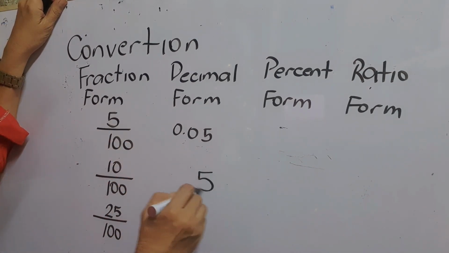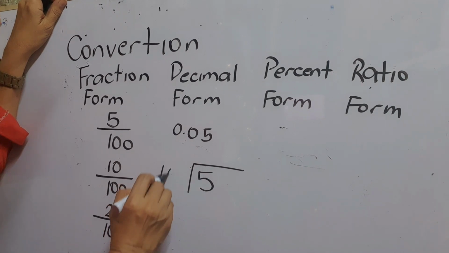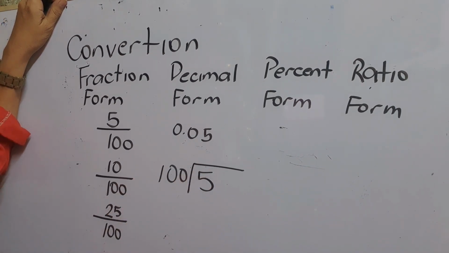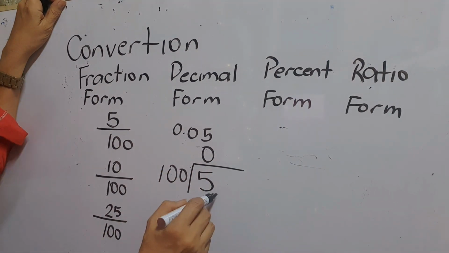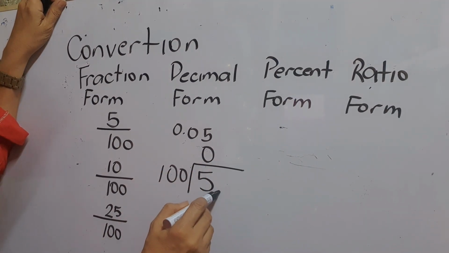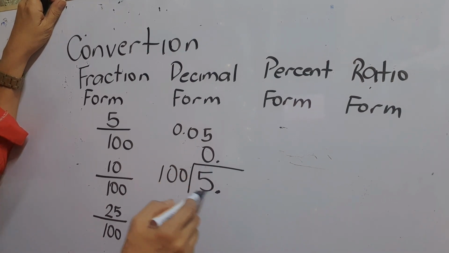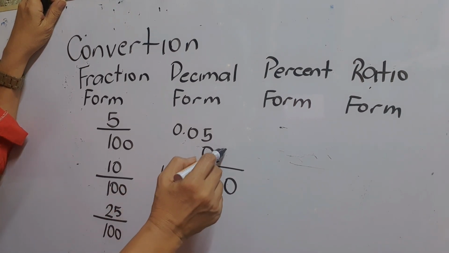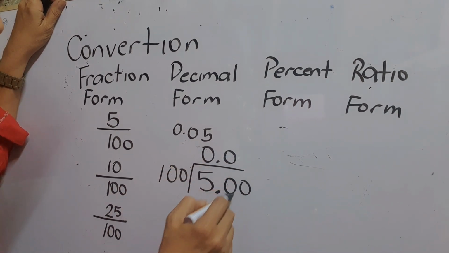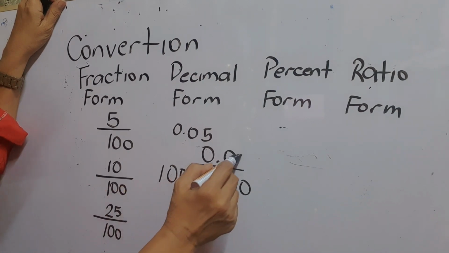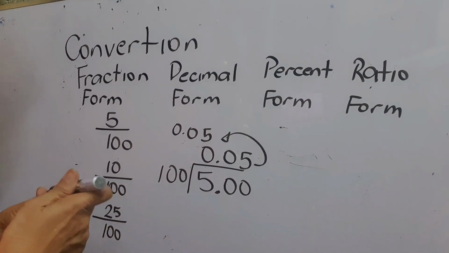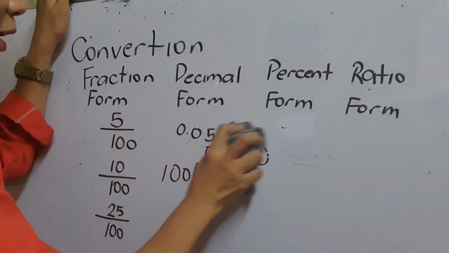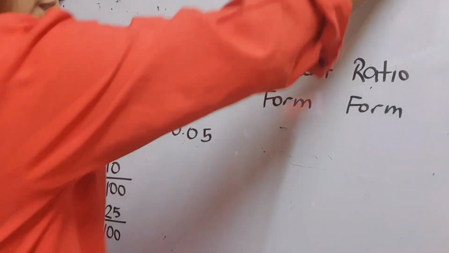Okay, so this is it. 5 divided by 100. So in 5, how many 100s do you have? Wala. Sa 5, ilan ang 100? Wala. Okay, so you have to put a point here, and then put a 0. So 50, how many 100s? None. Another 0. So in 500, how many 100? We have 5 here. Okay, so that's it. So 0.05. Okay, now, tingnan natin dito sa isa pa. Let's try another one.